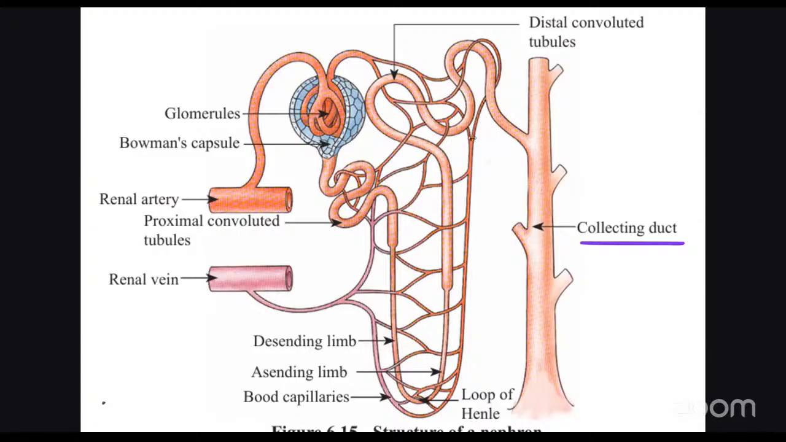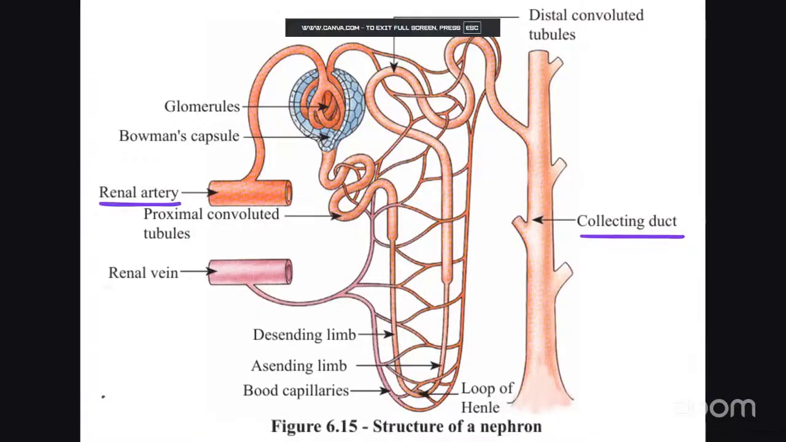Collecting duct. Anyways, so you have the glomerulus. That's a ball of blood capillary, and then you're going to have the Bowman's capsule. Here they have labeled it properly. Renal artery is where oxygenated blood is coming, and renal vein is where deoxygenated blood is going. But in the previous picture they had labeled it wrong, so be mindful of that. Now I have given a very simple diagram of this.